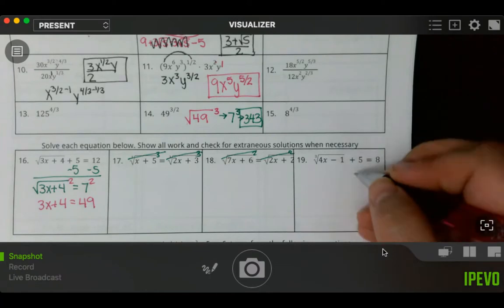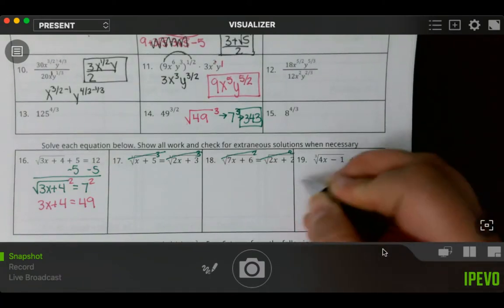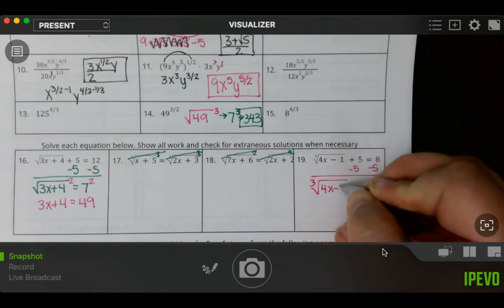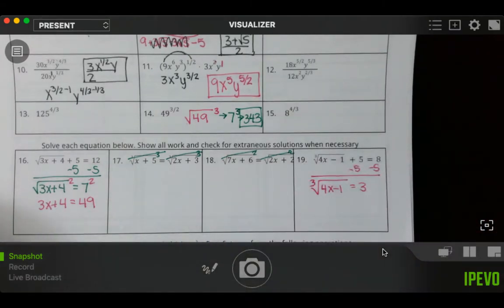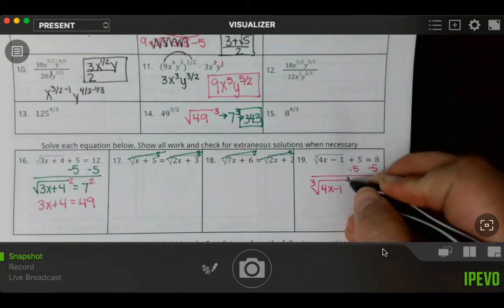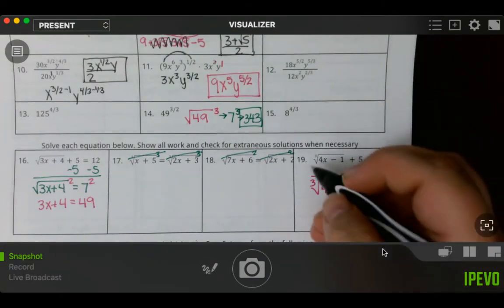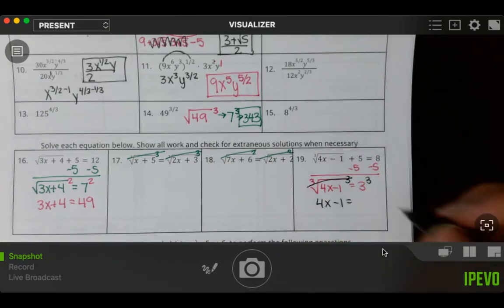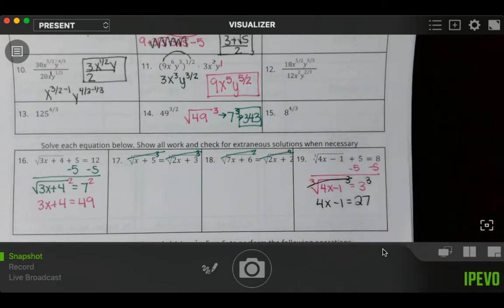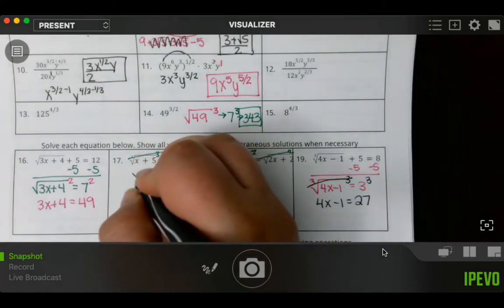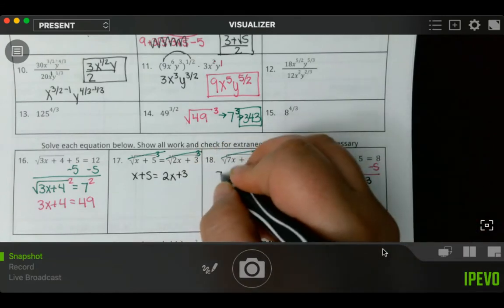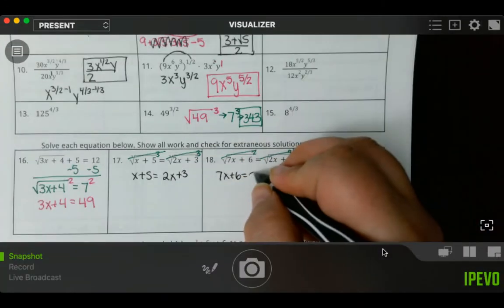On 19, you would subtract this 5 to the other side. 8 minus 5 happens to be 3. And to get rid of a cube root, you guessed it, you gotta cube both sides. And that leaves me with 4x minus 1 equals 3 to the third power, which is 27. And then you'll solve these two the rest of the way. For these two, you're just solving x plus 5 equals 2x plus 3. 7x plus 6 equals 2x plus 2.